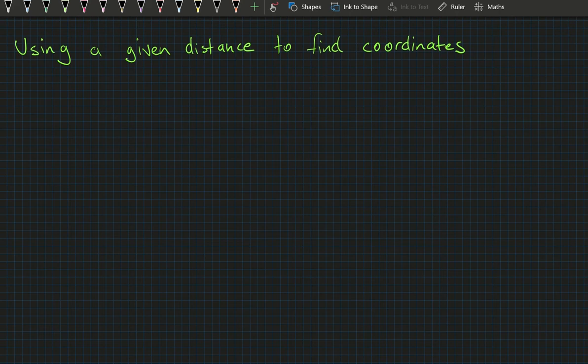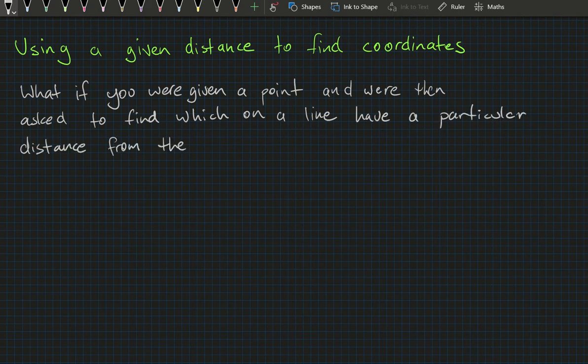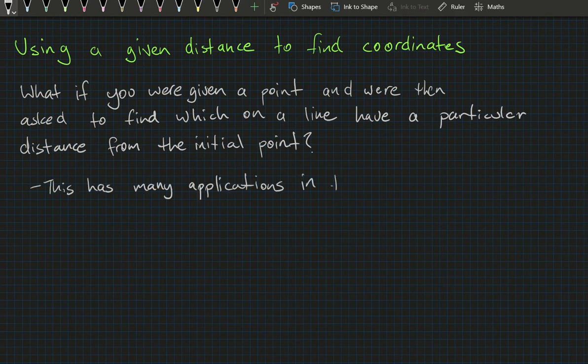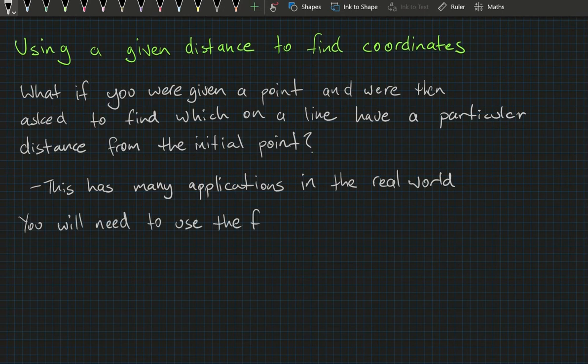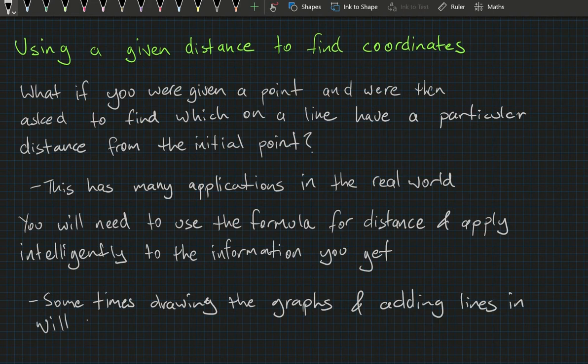In this segment, we're going to use a given distance to find coordinates. What if you were given a point and were then asked to find which points on the line have a particular distance from this initial point? As you think about that, it is quite challenging, isn't it? But this has many applications in the real world. So as we do these types of questions, you're just going to need to use the formula for distance and apply it intelligently to the information you get. Sometimes drawing the graphs and adding lines in will help.